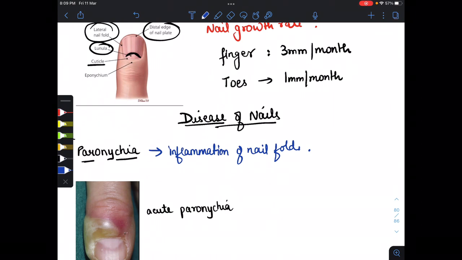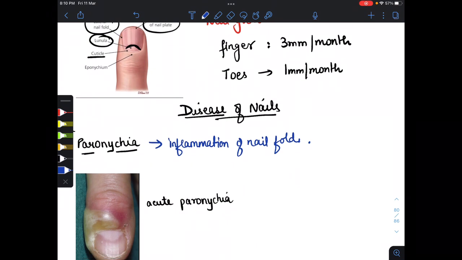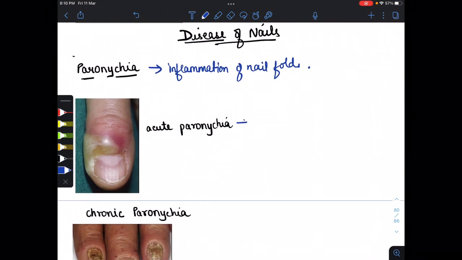Now we have two types of inflammation. The first one is the acute, which develops over a short time, and we have the chronic paronychia, where inflammation continues for about 3 months. That is the chronic part. So in acute paronychia, what is the cause?